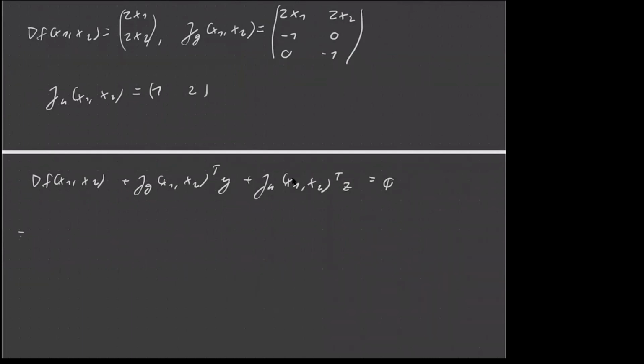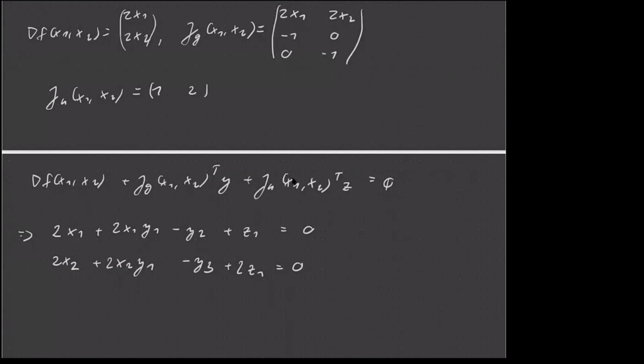So in this case, that translates into the following equations. This gradient is 2x1, 2x2. Then we get the transposed Jacobian times the multipliers. For the first row, that is 2x1 y1 minus y2 plus 0 times y3. For the second row, it's 2x2 y1 plus 0 y2 minus y3. And then we have that h part, which is 1, 2. So we have to transpose that, and we get a 1 times z1 on the first row, and a 2 times z1 on the second row. And the right-hand side is always 0. Okay, so that's the first two KKT conditions.